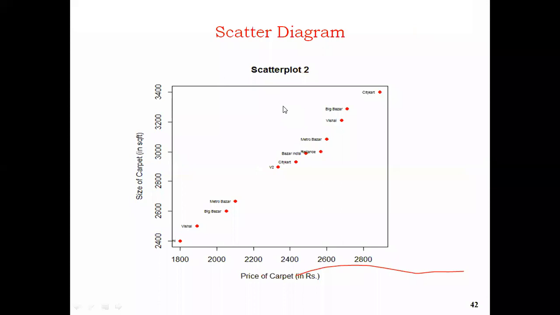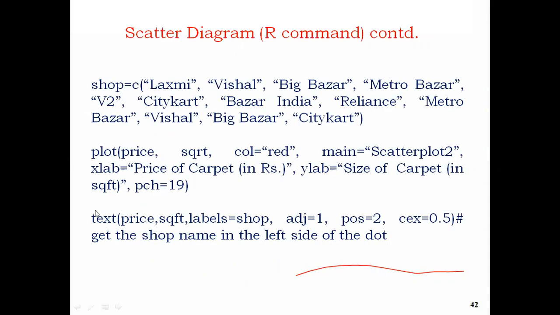This is the diagram on this. Here only the names of the shops are coming, not with the help of data. Means we are not considering data labels here, only the names of the shops. So how can we draw it? What are the commands?